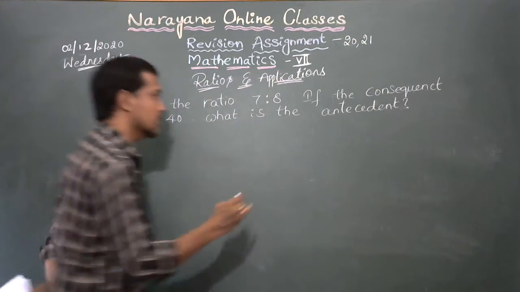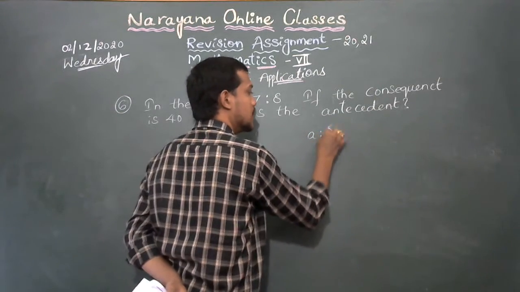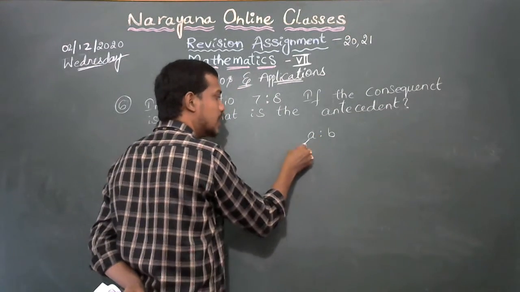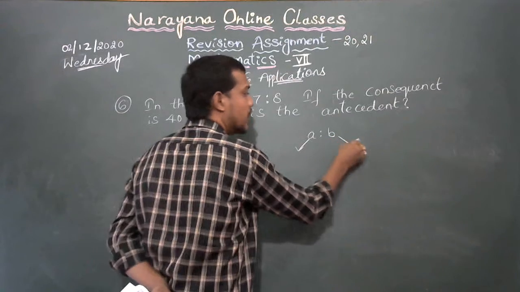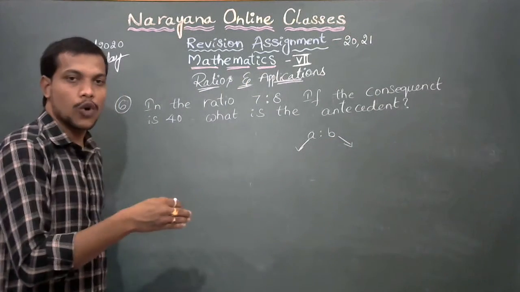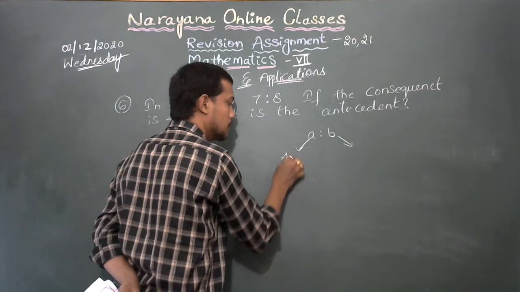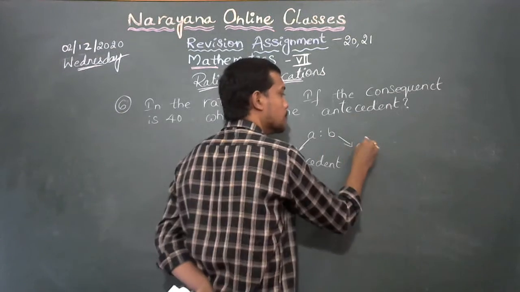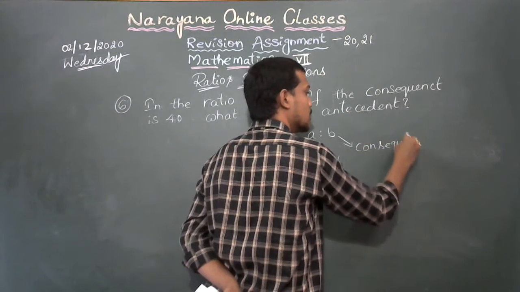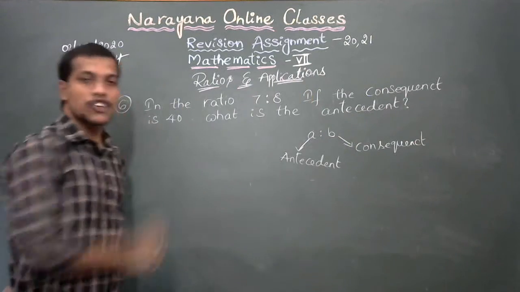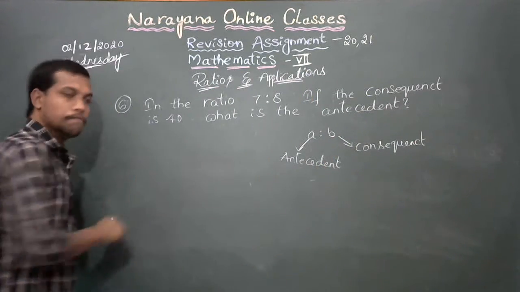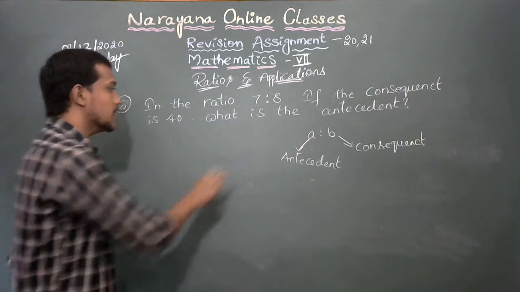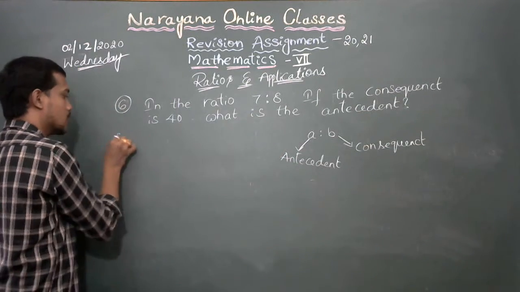Suppose I am taking A is to B as the normal ratio. In this A is to B, the first term is called the first ratio, and the second term the second ratio. The first ratio is also called antecedent, and the second is consequent. In this A:B, the consequent is given as 40. Based on this consequent and this ratio, we can find the antecedent. So, solution.